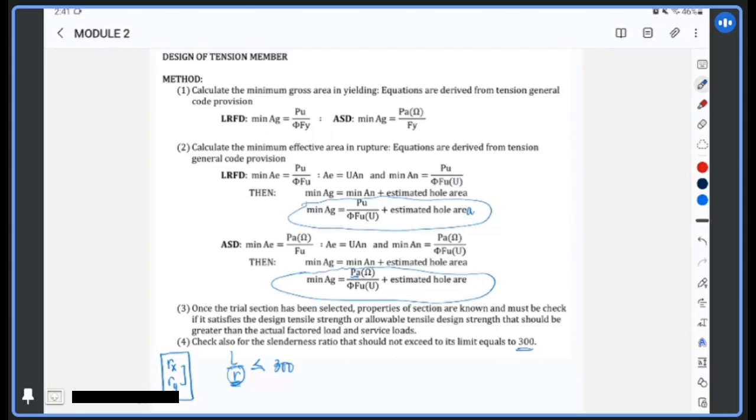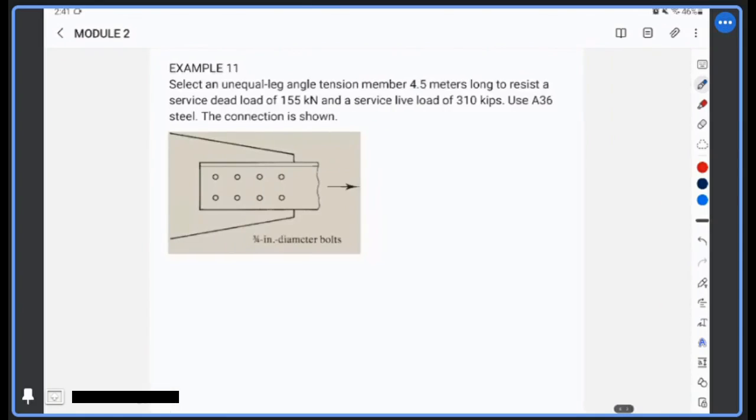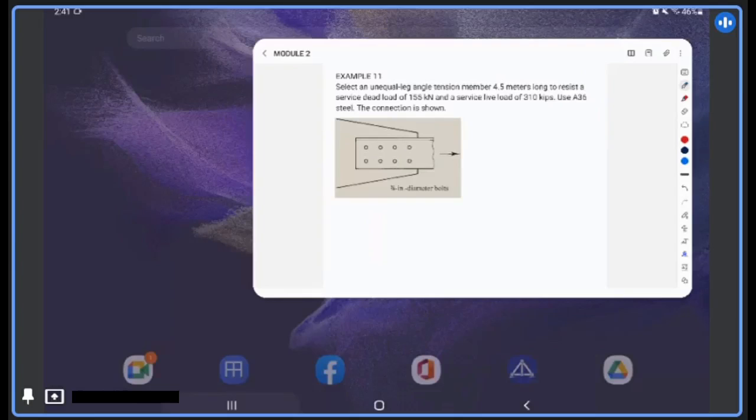So our r minimum, to compute for our minimum radius of gyration, it's like cross multiplying, it should be greater than or equal to L over 300. L would be the length of our tension member. Divide that by 300 to compute the minimum radius of gyration. Alright? Naririnig nyo ba ako?